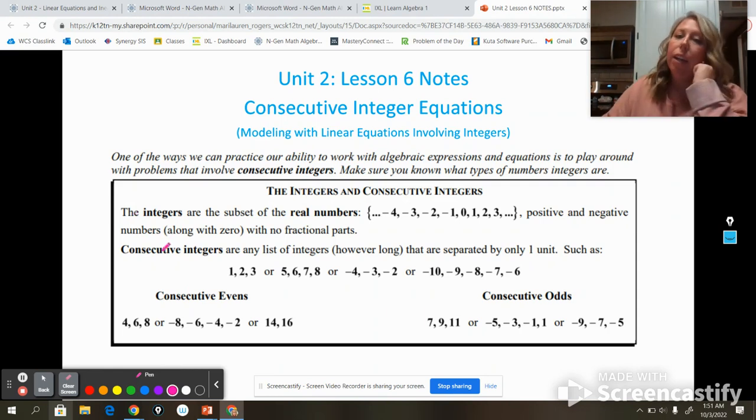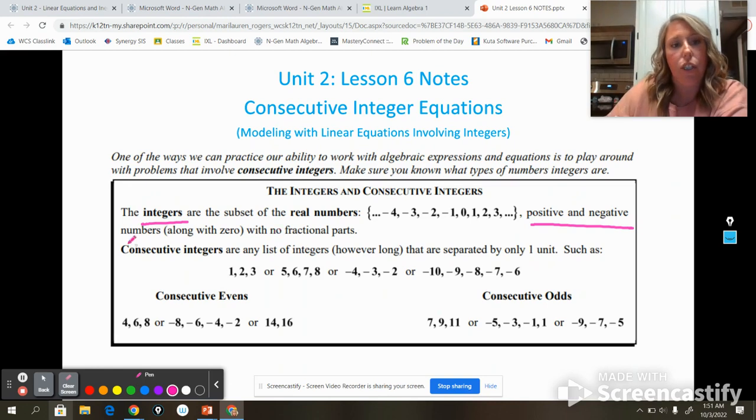I'm going to try to make this video kind of short and sweet because once you know the vocabulary, it's just applying that vocabulary to the problems. So first, we have the vocabulary word integers, which you should remember from middle school. Those are a subset of real numbers, negative and positive whole numbers. So no fractions, no decimals. That's just your negative and positive numbers.